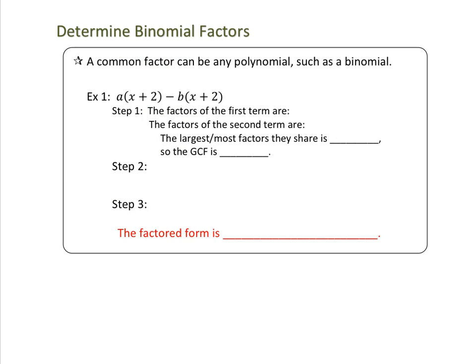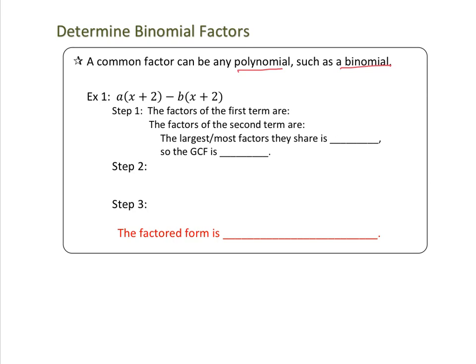A common factor doesn't always have to be just a number or a variable. Sometimes it can be a polynomial, such as a binomial. You will see some examples like this where you find a binomial is a common factor of more than one term. So if we look at example 1 here, we have factors of the first term.